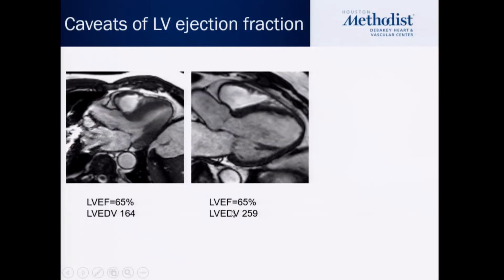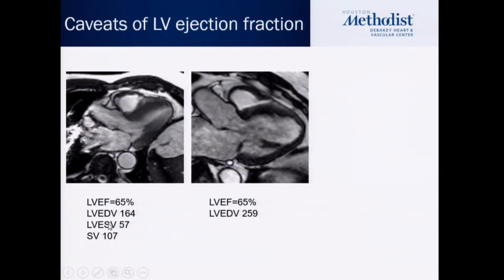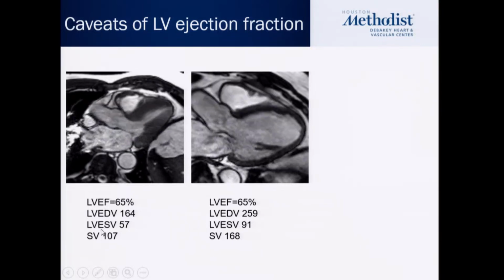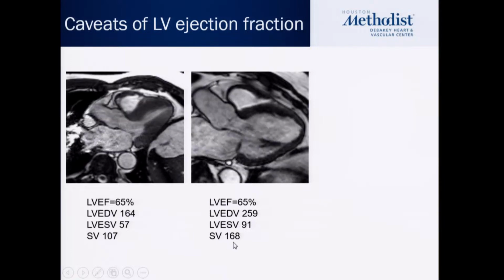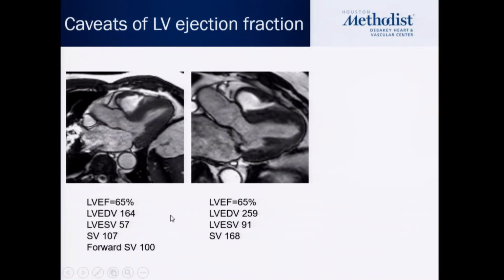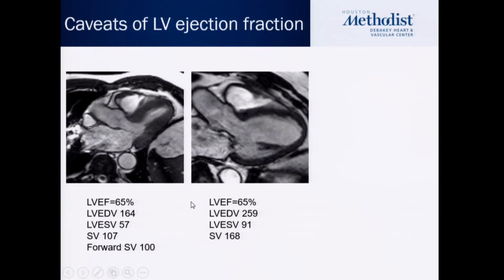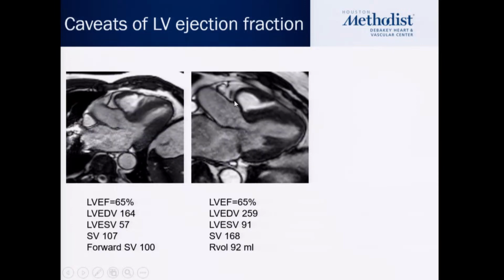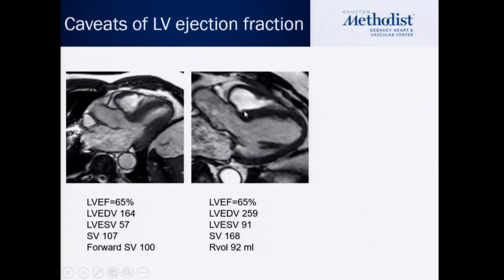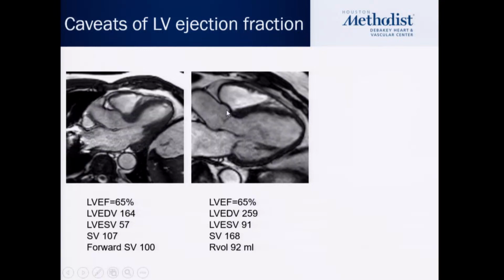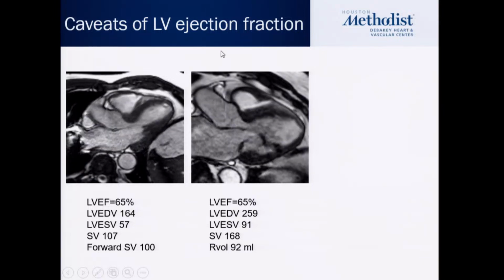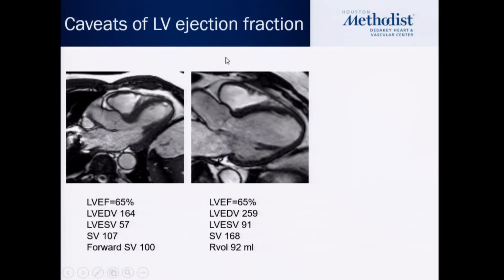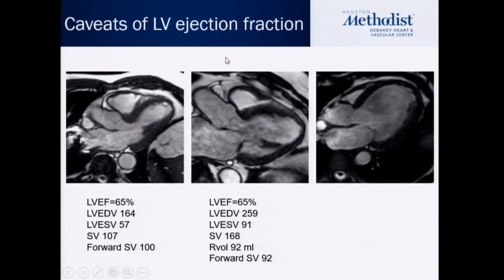As we calculate their LV volumes, we notice EDV 164 and EDV 259, and then you get a stroke volume. This is the planimetry stroke volume. Notice that this stroke volume is 107, this stroke volume is 168, but with the severe MR, a lot of it is going back into the left atrium. So they're actually both ending up with a similar stroke volume. The way this patient ends up with a similar forward stroke volume or cardiac output at rest is by enlarging the left ventricle. So just assuming that the two people are similar because the ejection fraction is similar is not very accurate.